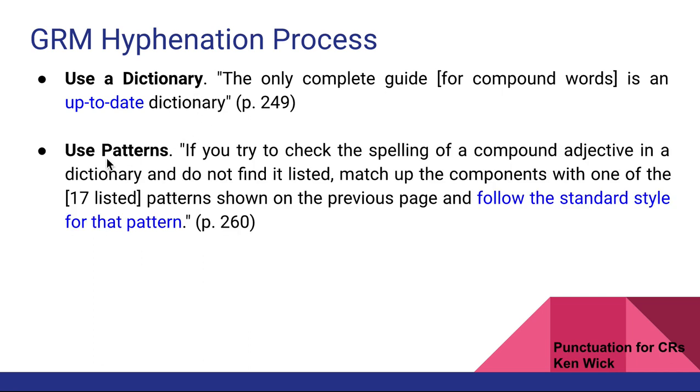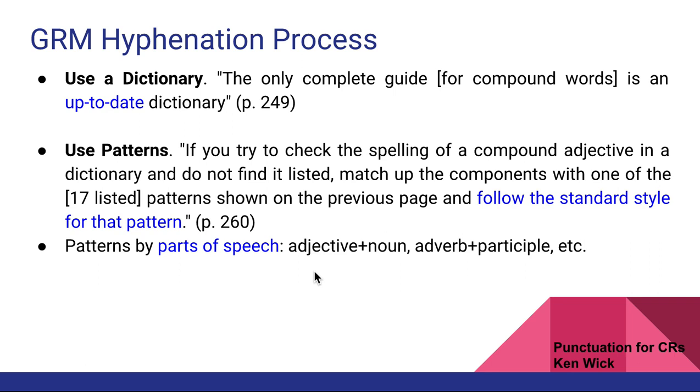And then it says to use patterns. If you try to check the spelling of a compound adjective in a dictionary and do not find it listed, match up the components with one of the 17 listed patterns shown on the previous page and follow the standard style for that pattern. The patterns are by parts of speech, so noun or adjective plus noun, adverb plus participle, etc. And there were 17 listed on that previous page.